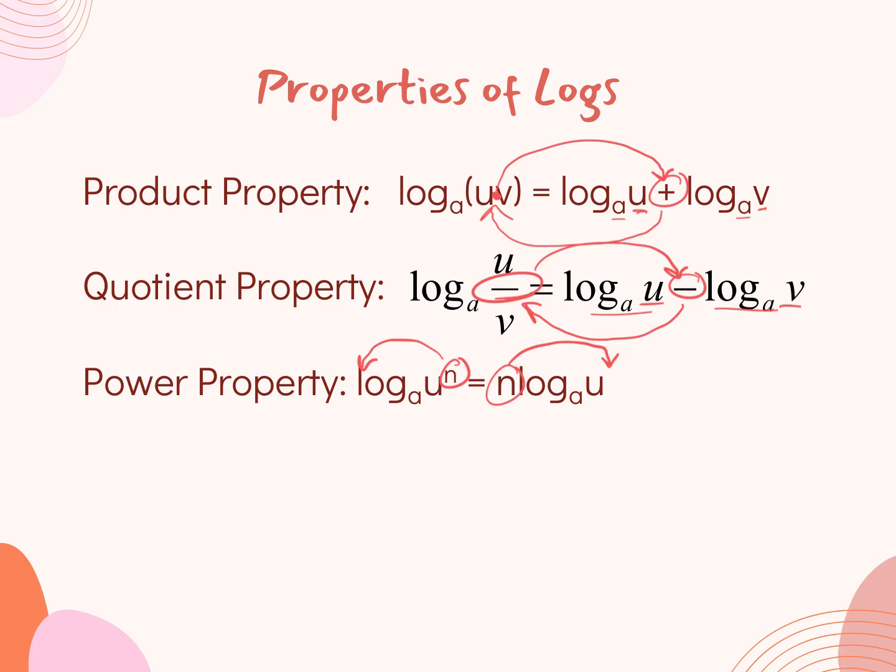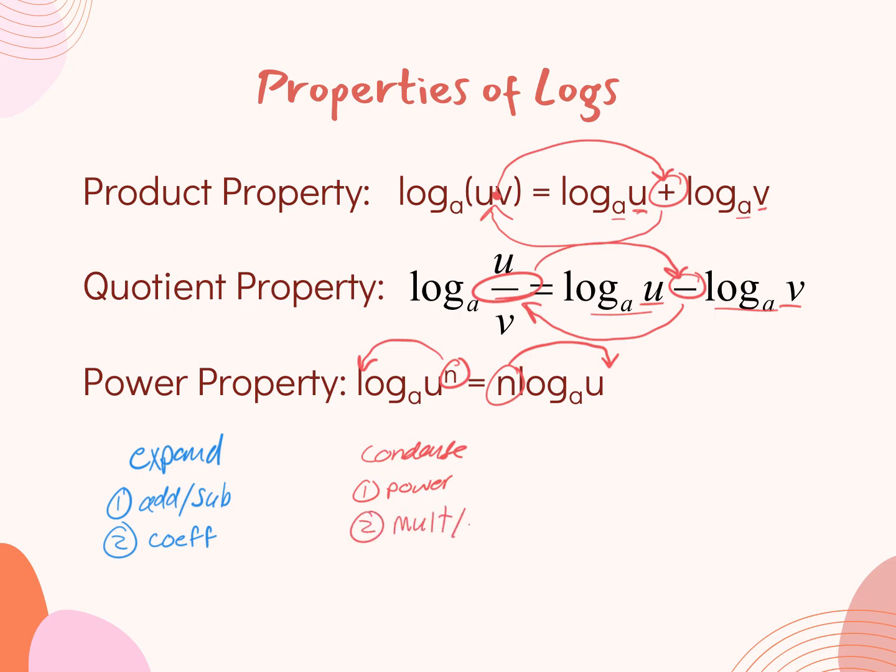What I would first say is, if I'm trying to expand, I would first do any addition and subtraction, and then take care of your coefficients. If I'm going to condense, I would first take care of any powers, so turn a coefficient into a power, and then I would multiply and divide. But of course, order of operations would still come into play.